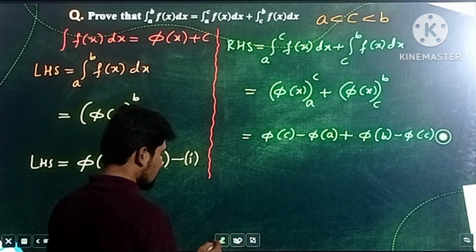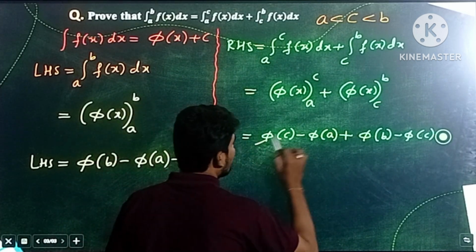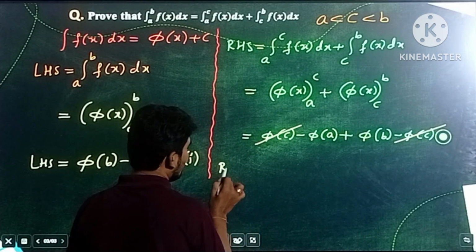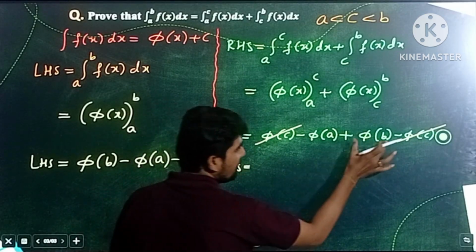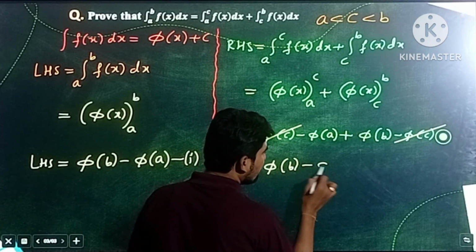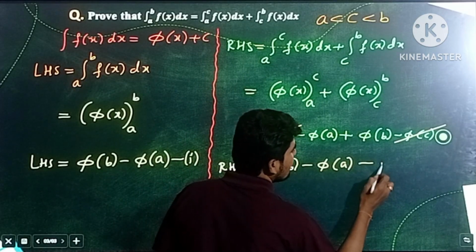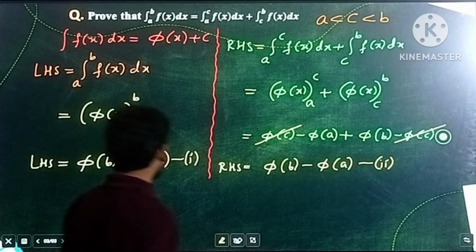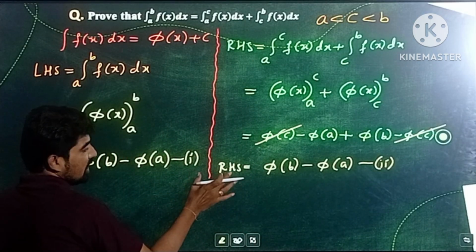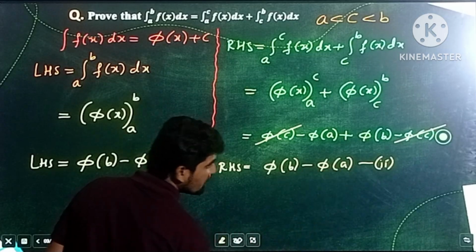In this equation, observe that I can cancel phi of c minus phi of c. So after cancelling, we have the RHS equal to phi of b minus phi of a. Call it equation number 2. Now compare the first and second equations. The LHS is phi of b minus phi of a and the RHS is also phi of b minus phi of a.